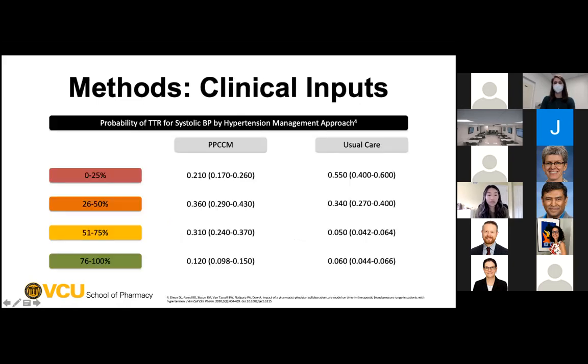So for the clinical inputs, data on TTR for systolic BP quartiles and CV outcomes were derived from the post-hoc analysis of the SPRINT trial. As you can see here, the PPCCM group has significantly fewer patients within the 0 to 25% range, and significantly more patients within the 76 to 100% range of TTR for systolic BP compared to that of usual care.